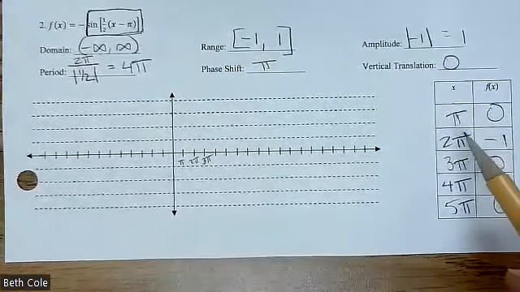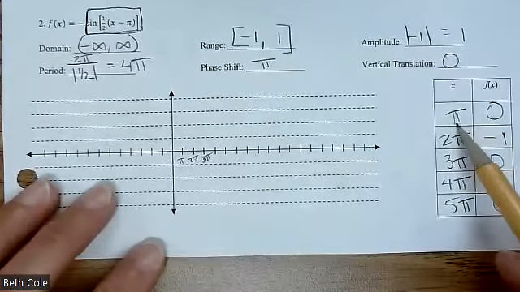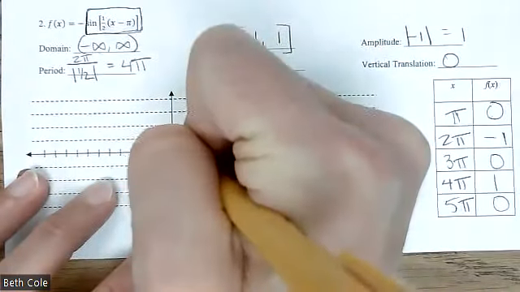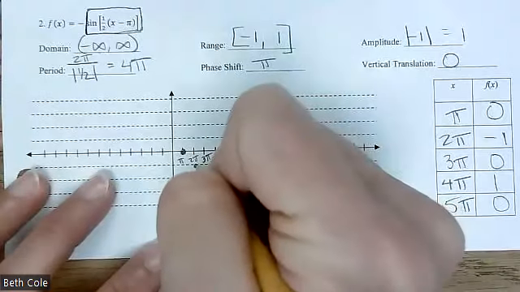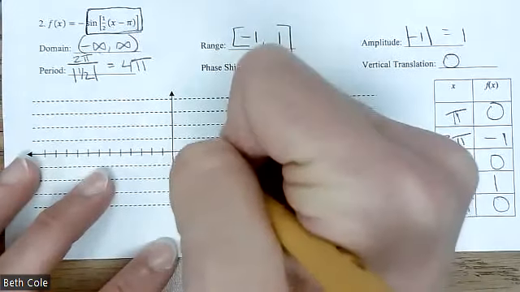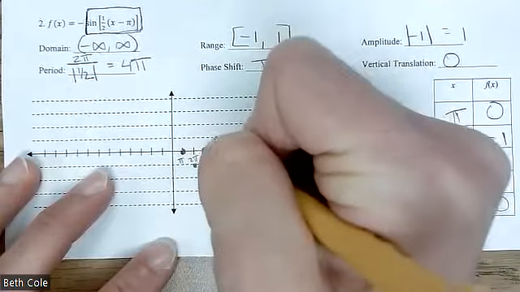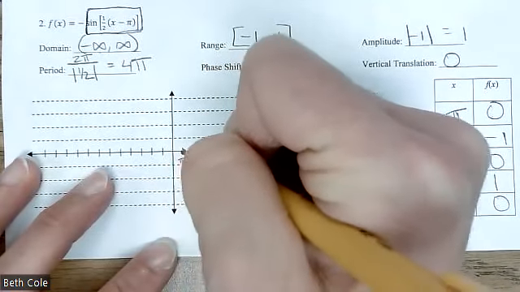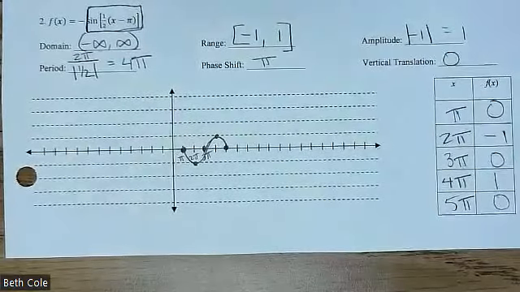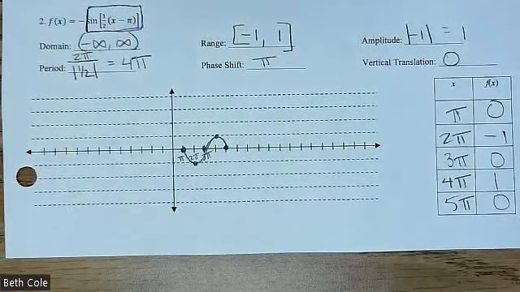And then we're going to plot these. So you're going to start at pi, 0. So right there. 2 pi is -1. Back to 0. Up to +1 and back to 0. So it will look like that. And then again, I just want to see that you can keep the pattern going. So you have to do one more cycle.